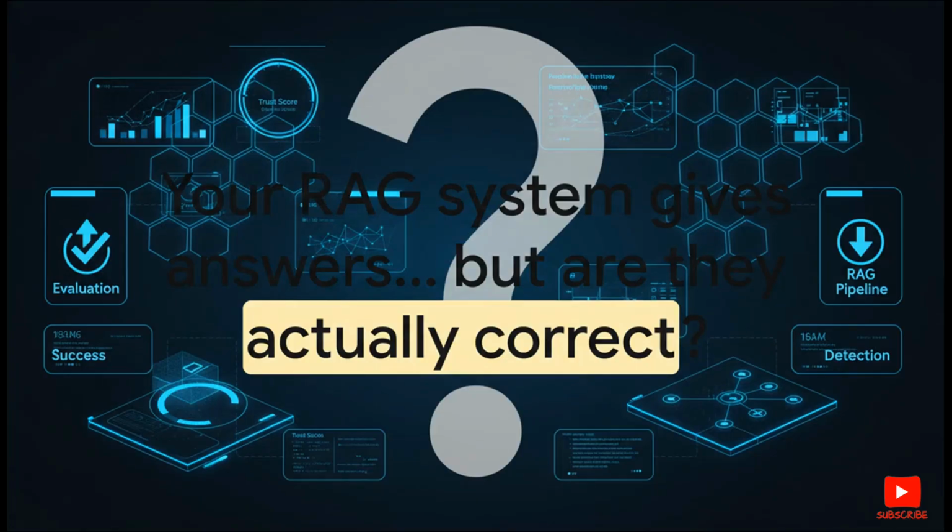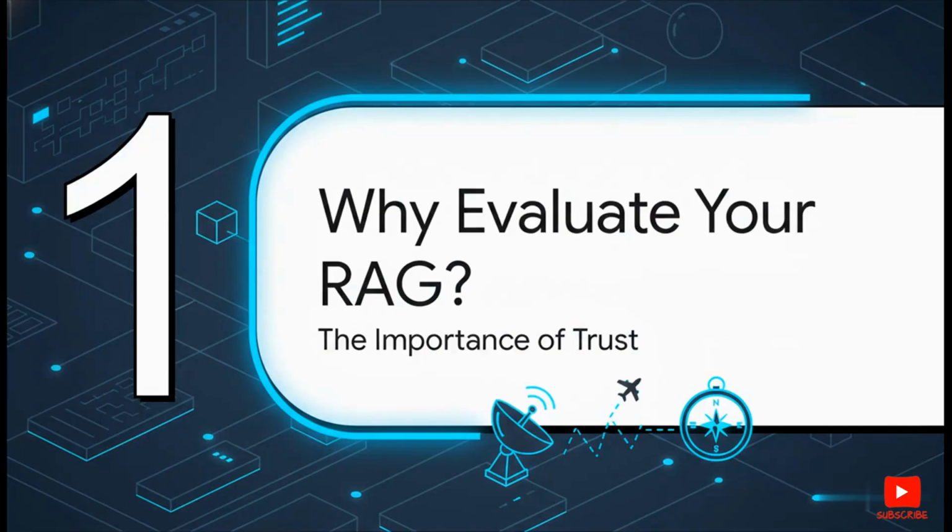So, you've done it. You've got a RAG system. It's spitting out answers, which is awesome. But here's the real question, the one that keeps you up at night. Can you actually trust those answers? How do you know if they're correct? That's the gap we're going to close today, moving from a system that feels right to one that you can prove is right. First things first, why even bother with all this?